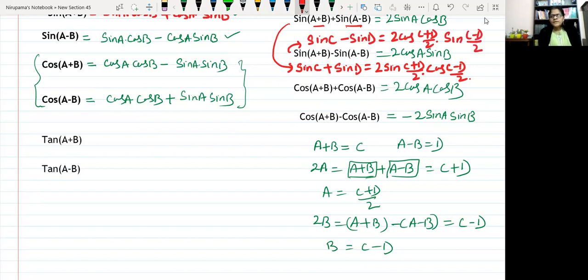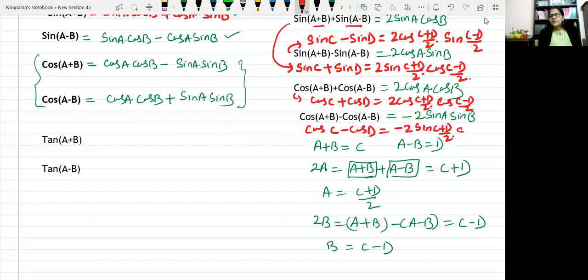Done? Similarly, for cosine, you can write cos C plus cos D. That is 2 cos C plus D by 2 into cos C minus D by 2. And for cos C minus cos D, you have the sign change, so minus 2 sin C plus D by 2 into sin C minus D by 2.